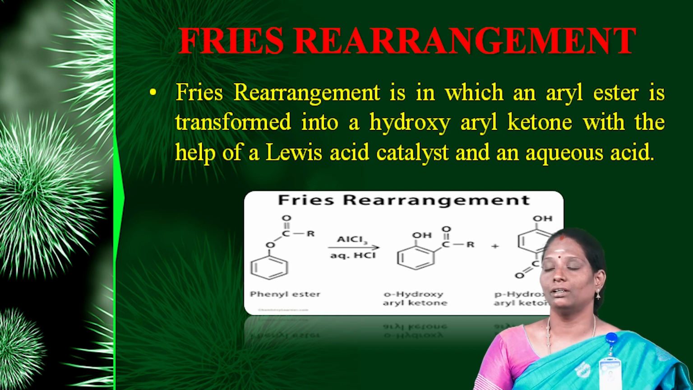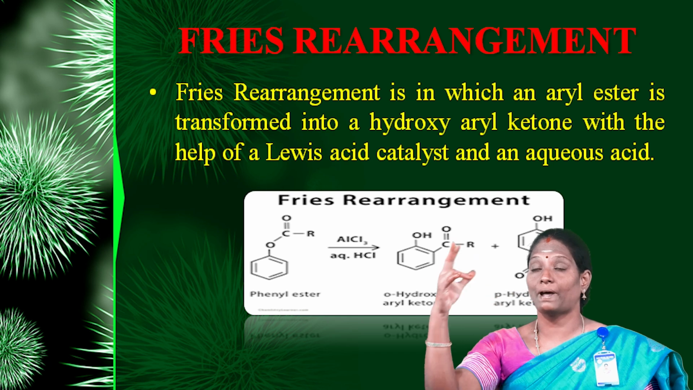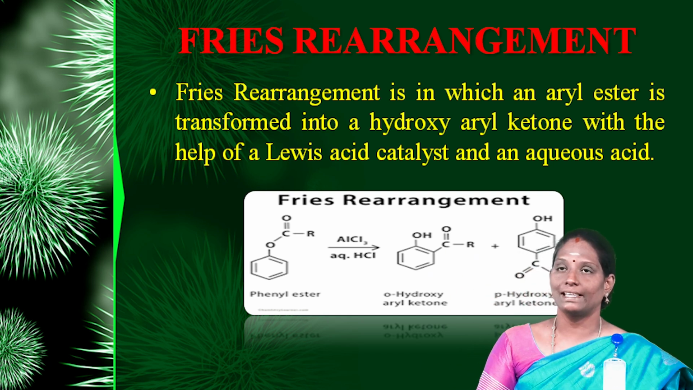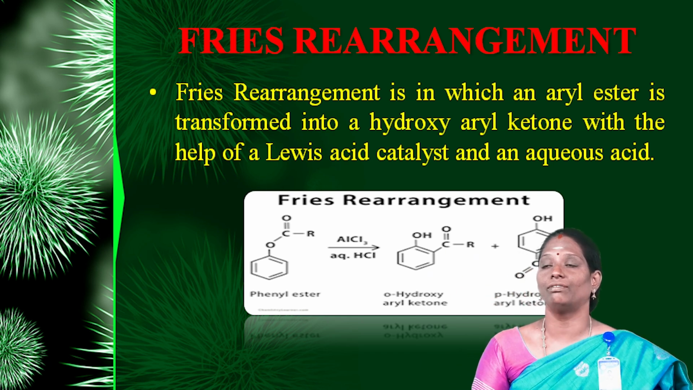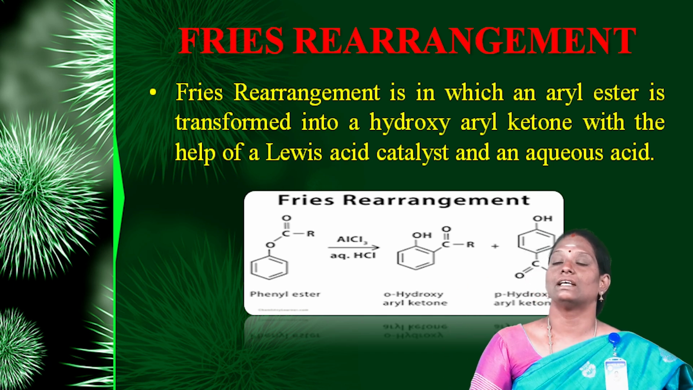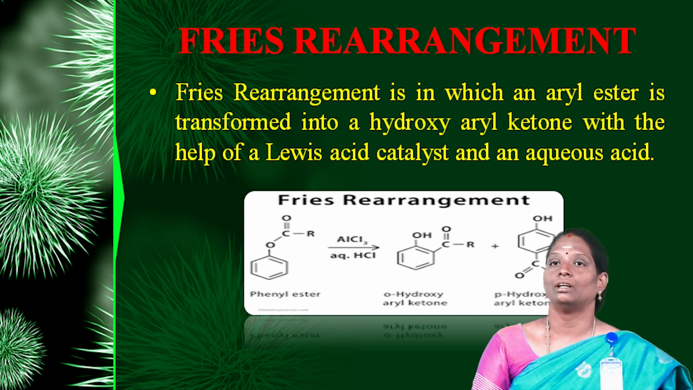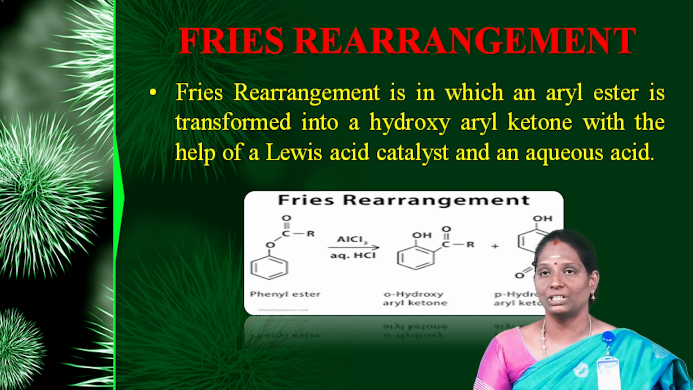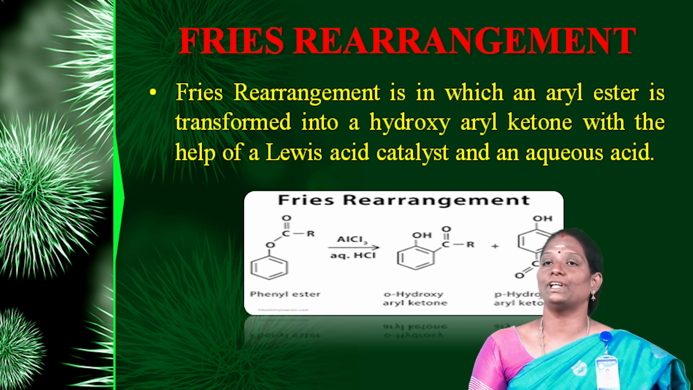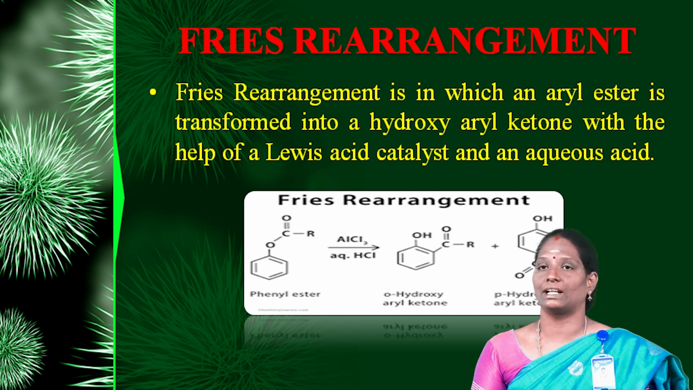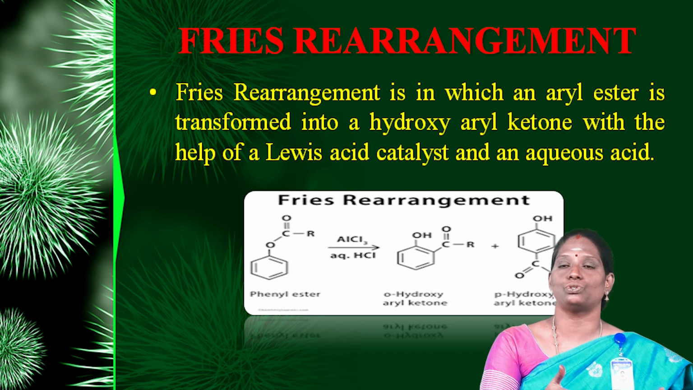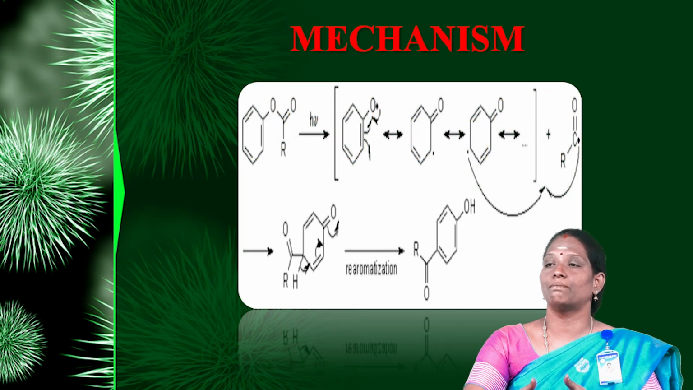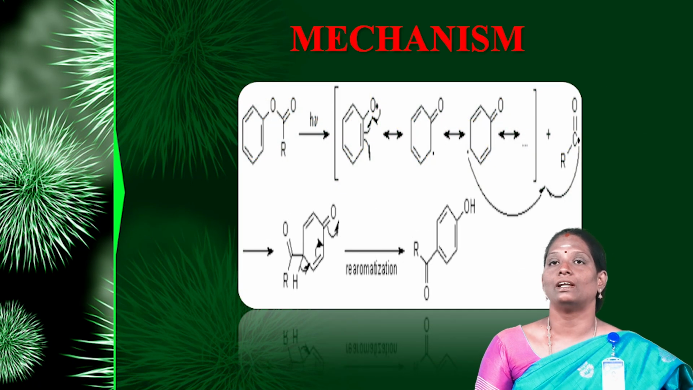It is important to note that the Fries rearrangement is ortho and para selective. The acyl group attaches itself at the ortho and para positions of the aryl ring. The selectivity of the reaction can be directed by modifying the reaction conditions, such as the temperature at which the reaction is conducted or the solvent used in the reaction. What is the mechanism for the Fries rearrangement?